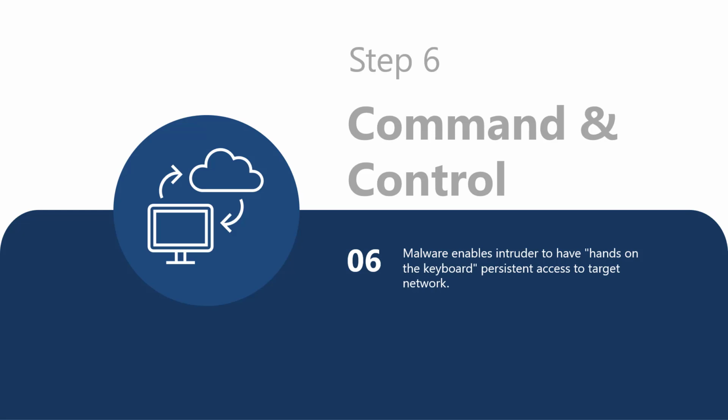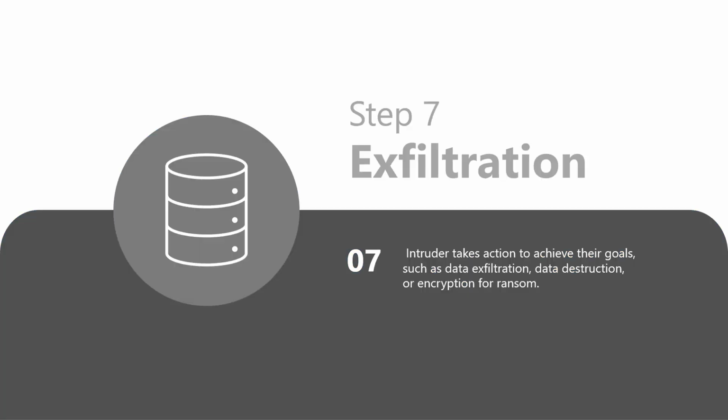This is where the malware enables an intruder to have hands on the keyboard, persistent access to the target network. This is the virus or the malware or the weapon, from an internal point of view, connecting back to a predetermined target, whereby a hacker would sit at that target and actually have a reverse tunnel in the organization. A firewall normally does not help in that situation.